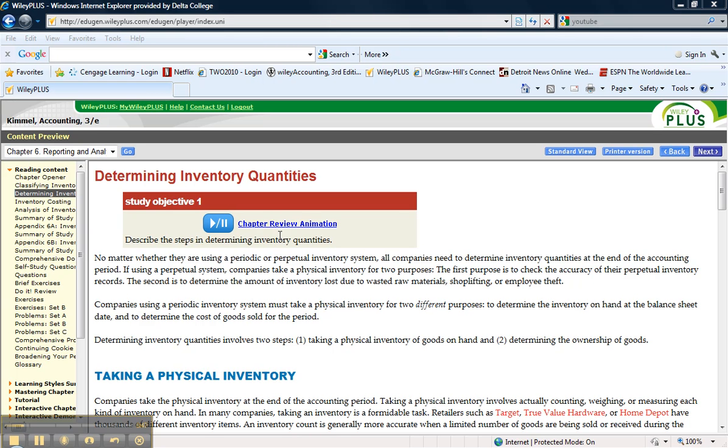It primarily is going to focus on the periodic method because under that method, like I said a second ago, companies don't have an inventory balance at the end of a month. They have to go count their inventory to see what they've got. So the first step in that is going to be taking a physical inventory. That means counting what you've got.